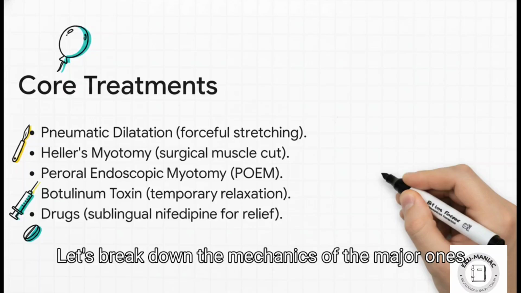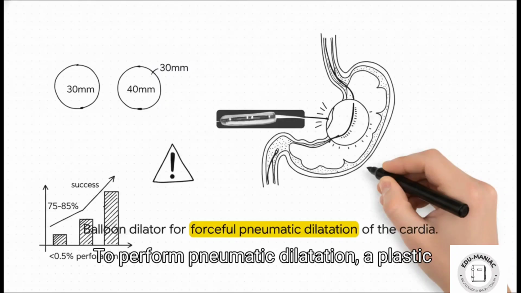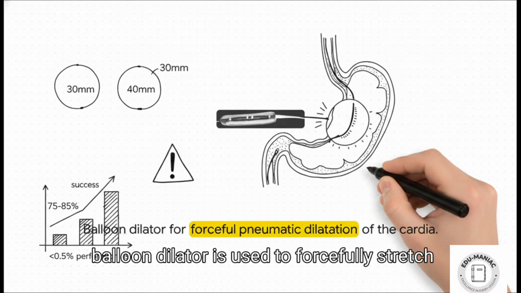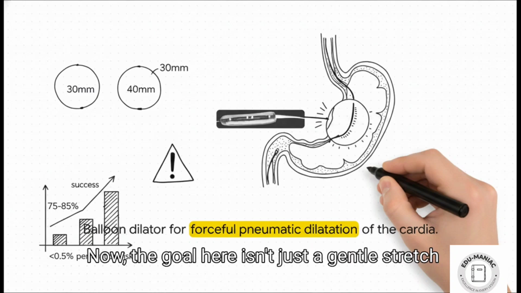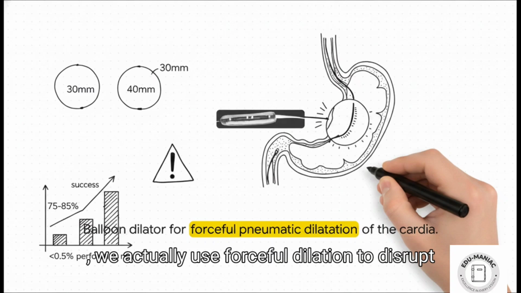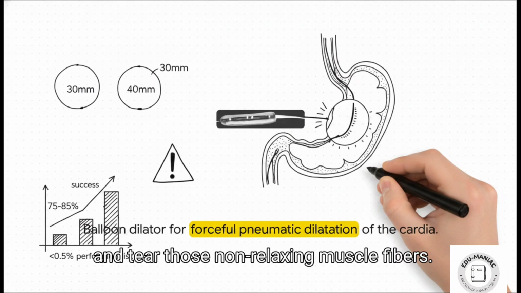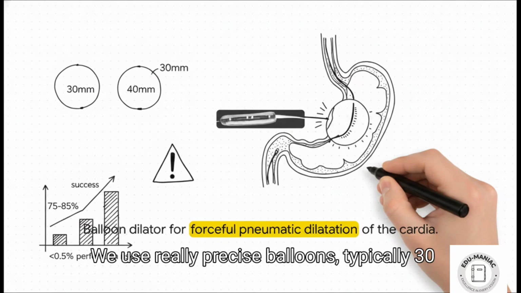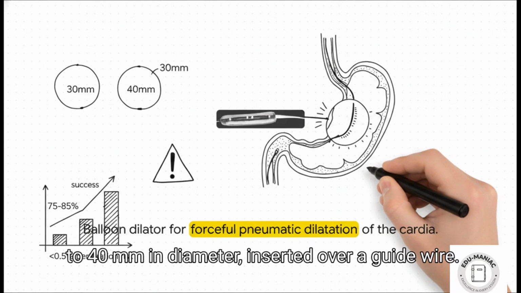Let's break down the mechanics of the major ones. To perform pneumatic dilatation, a plastic balloon dilator is used to forcefully stretch the cardia. Now, the goal here isn't just a gentle stretch. We actually use forceful dilation to disrupt and tear those non-relaxing muscle fibers. We use really precise balloons, typically 30 to 40 millimeters in diameter, inserted over a guide wire.